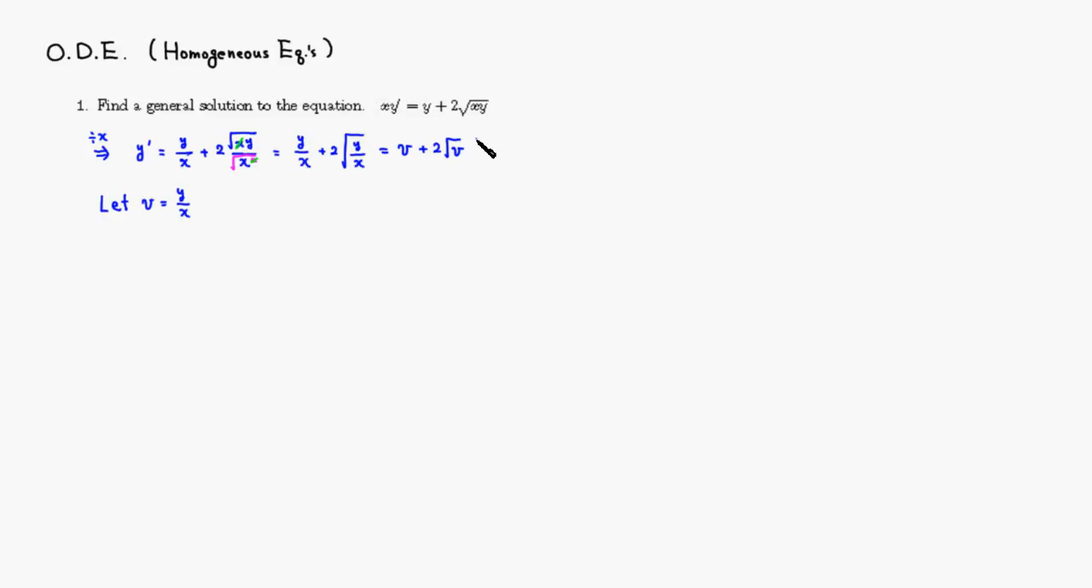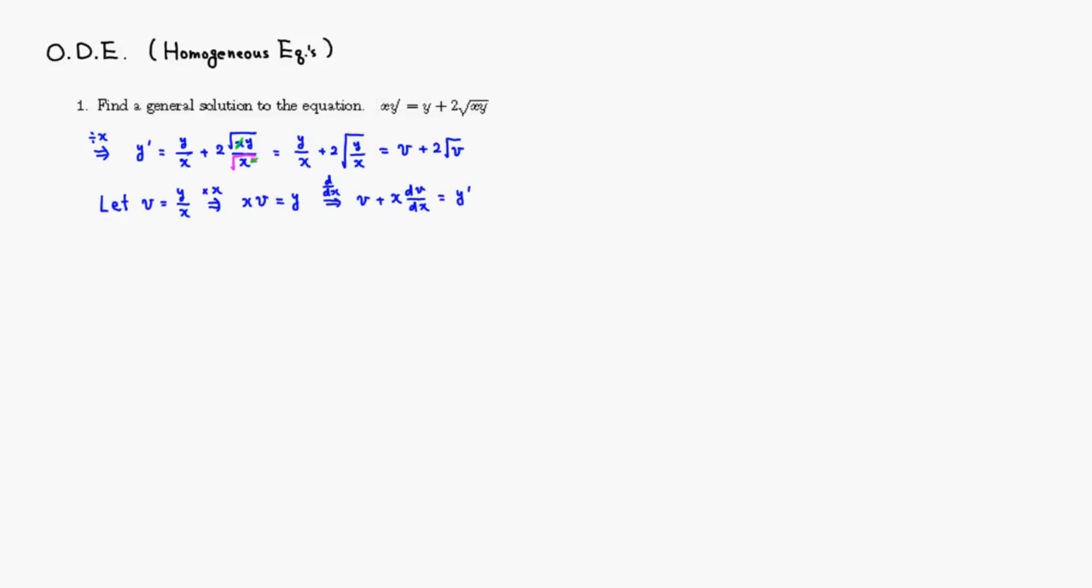Then we want to rewrite this differential equation in terms of v instead of y. To do that, I have to find out what v' is. First, I multiply both sides by x: xv equals y. Then take the derivative with respect to x, using the product rule: v plus x times dv/dx, and the derivative of y, which I'll write as y'.